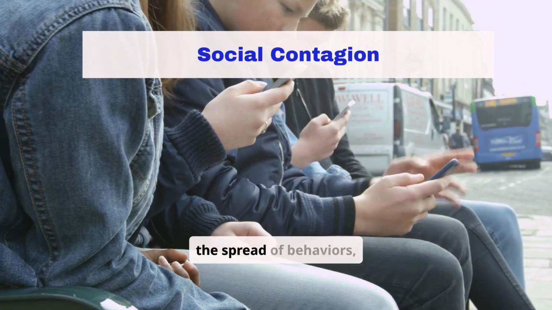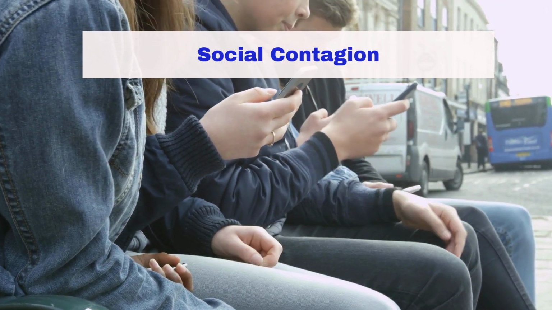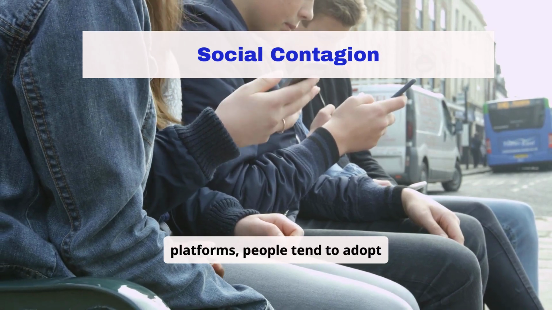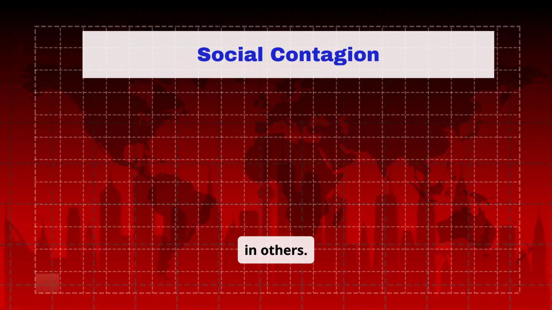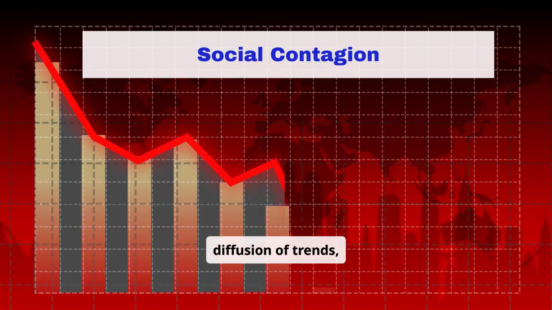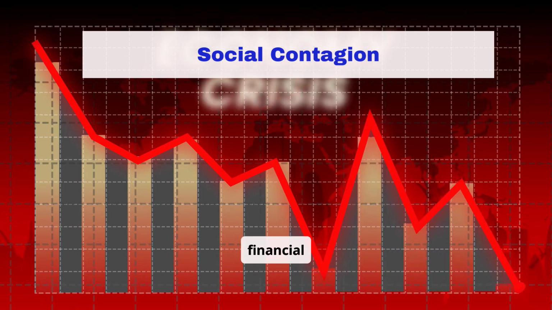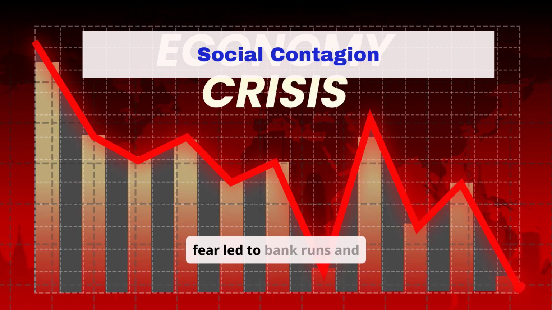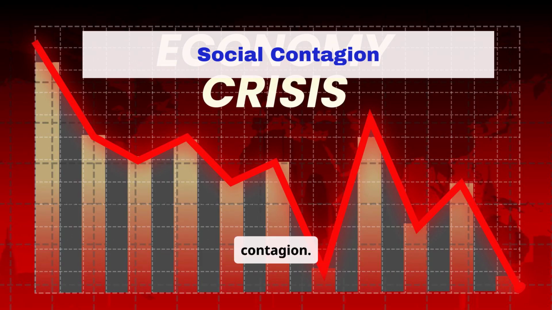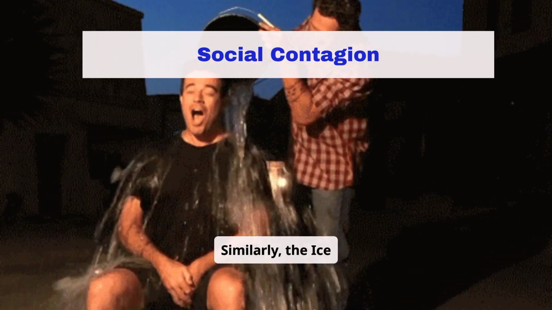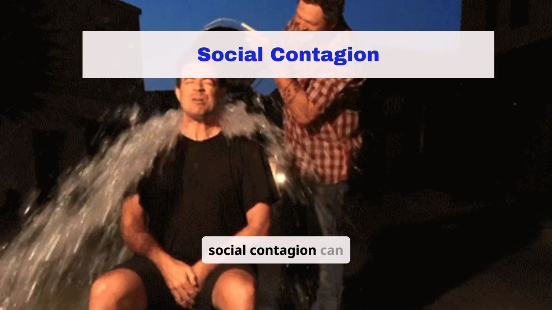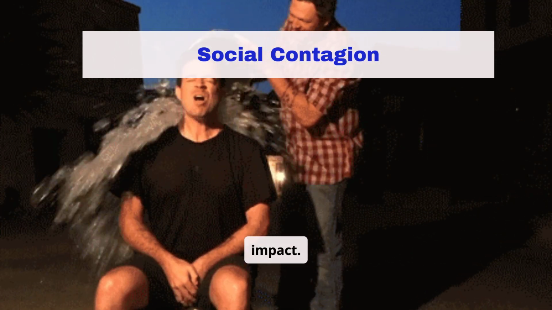Social contagion refers to the spread of behaviors, emotions, or ideas through a population. Whether through face-to-face interactions or digital platforms, people tend to adopt attitudes and actions observed in others. This concept explains the rapid diffusion of trends, protests, and even financial panics. The 2008 financial crisis, in which widespread fear led to bank runs and stock market crashes, exemplifies how economic behaviors can spread like contagion. Similarly, the Ice Bucket Challenge, which raised global awareness for ALS, demonstrates how social contagion can be harnessed for positive social impact.